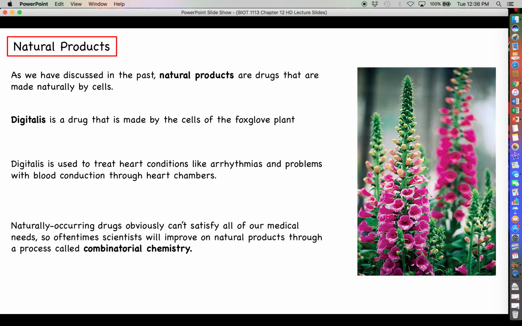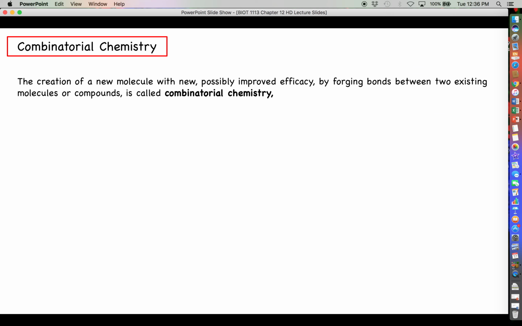So this is very good and very interesting, but one of the problems is that naturally occurring drugs can't satisfy all of our medical needs. There's not a plant to cure every disease out there. So oftentimes what researchers and scientists will have to do is take already existing natural products and improve on them through a process called combinatorial chemistry, which is going to be the focus of our next video.